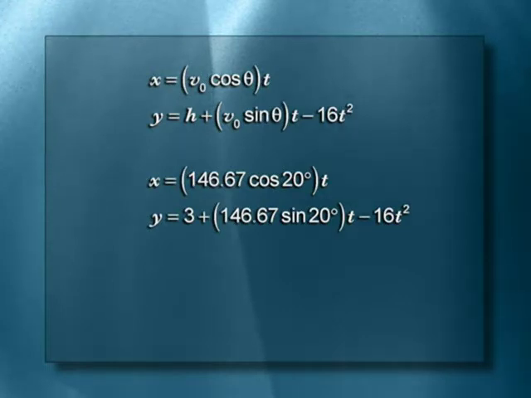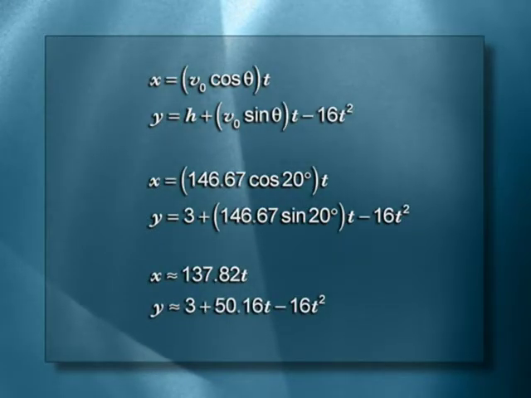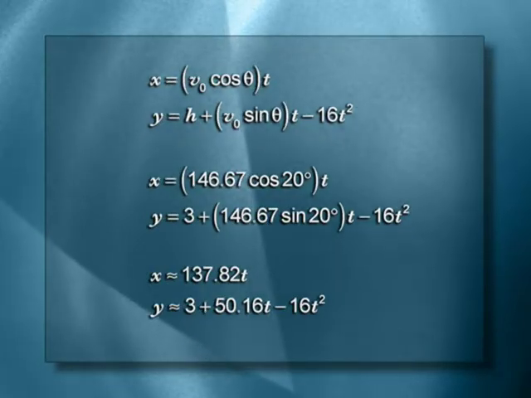Calculate those cosines and sines on your calculator: x is approximately 137.82t, and y is approximately 3 plus 50.16t minus 16t squared. Wow, kind of complicated, but we're doing a real physics problem here. Does it go over the fence? Let's find out how long it takes to get out there, 400 feet, and when we get it out to 400 feet, let's see how high it is. So when x is 400, the baseball has reached the fence.